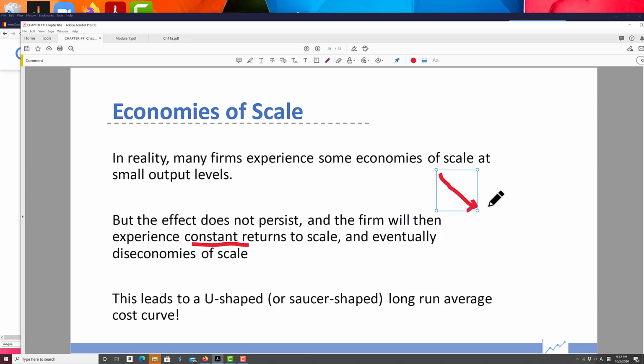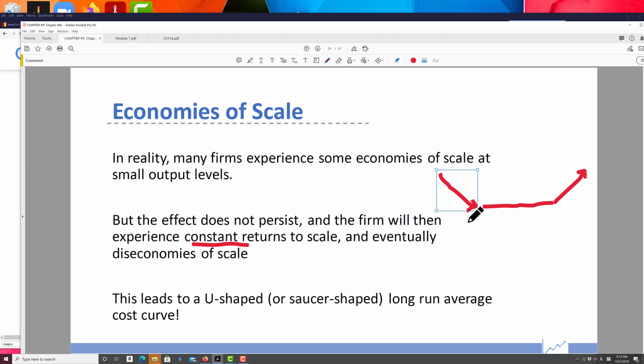In some cases, as output increases, average cost stays constant. And beyond a certain point, it begins to rise. So in this region, we have diseconomies of scale. In this flat segment, we have constant returns to scale. And on the rising portion of the long-run average cost, we see increasing returns to scale.